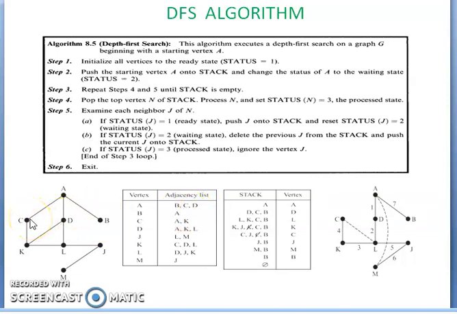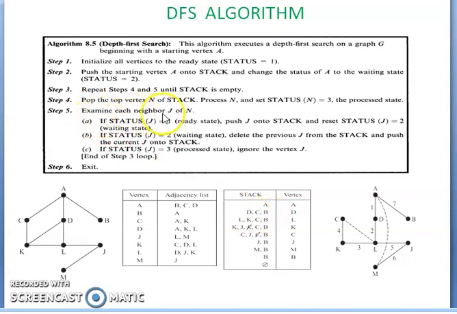Now you can push these adjacent vertices of A into the stack, in the order B, C, and D. D is on top of the stack and B is on the bottom. The bottom of the stack is B, and the top of the stack is D.